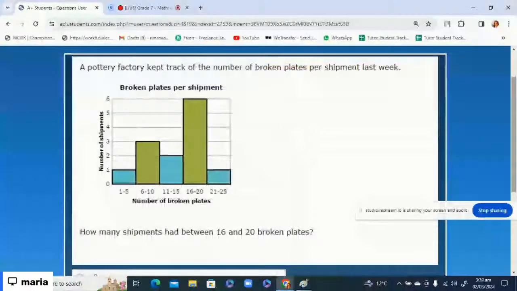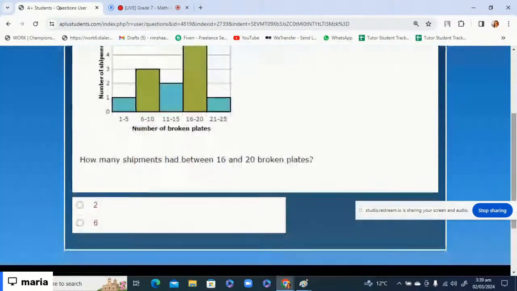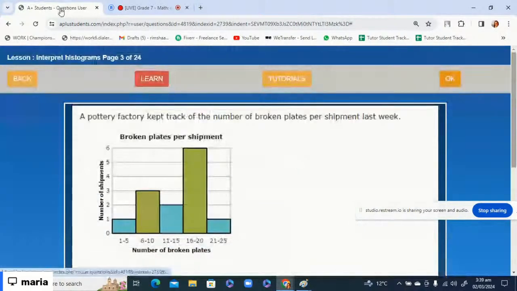A pottery factory kept track of the number of broken plates per shipment last week. The number of broken plates are given, 1 to 5, 6 to 12, and so on. How many shipments had between 16 to 20 broken plates? Let's check only 16 to 20. How many shipments? For 16 to 20, that is 6. So here is the option 6. We can just click it here.